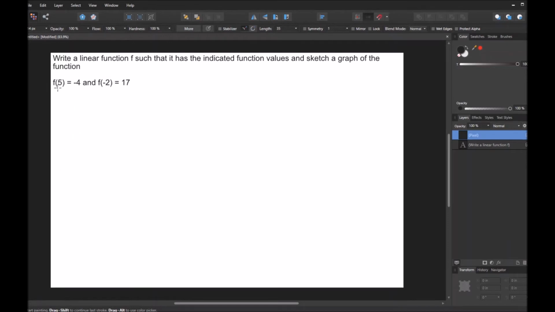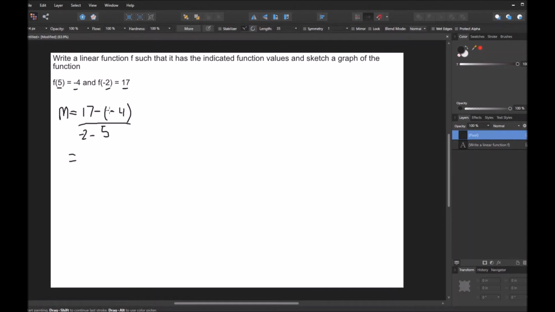So once again, we're given an x1, a y1, an x2, and a y2. So we're going to go ahead and find the slope first. So I'm going to write m equals y2, which is 17, minus negative 4, which is y1, over negative 2 minus negative 4. Oh, sorry. Negative 2 minus 5. That's our x2 and x1.